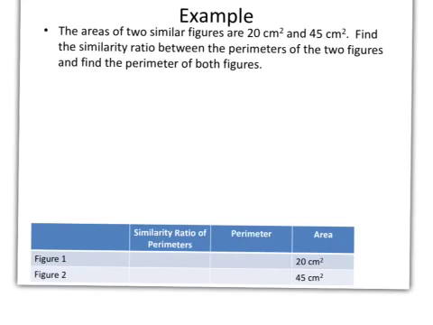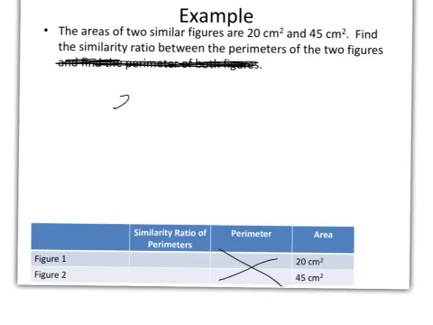Actually, we're not going to be able to find the perimeter of the figures because we don't know anything about the figures. So we just want to find the similarity ratio between the two figures and the similarity ratio of the perimeters. We won't be able to find this.